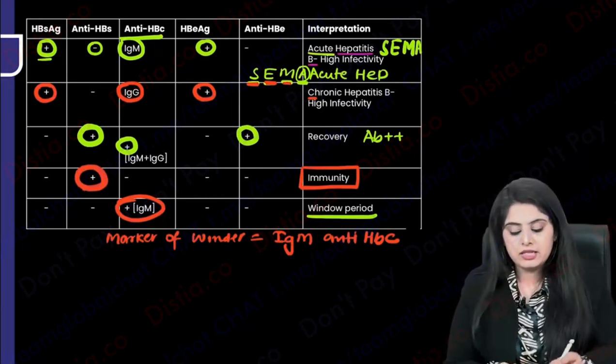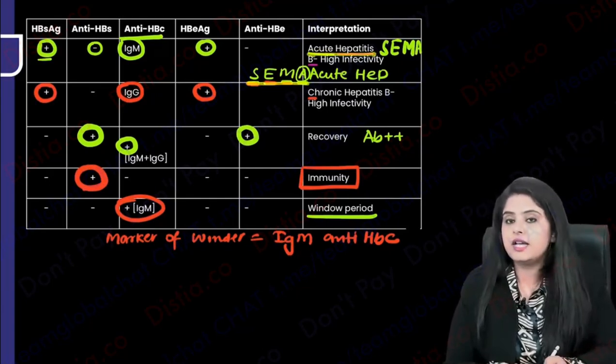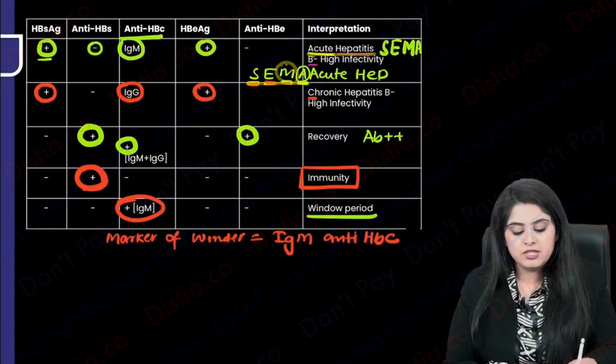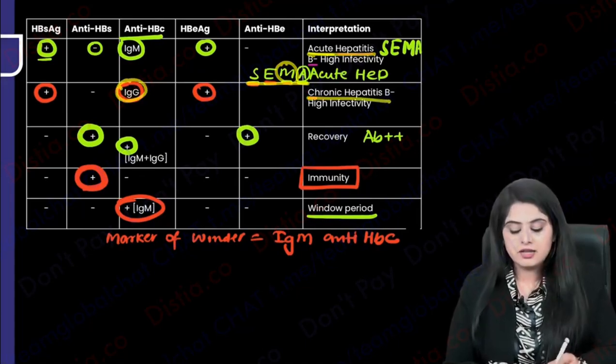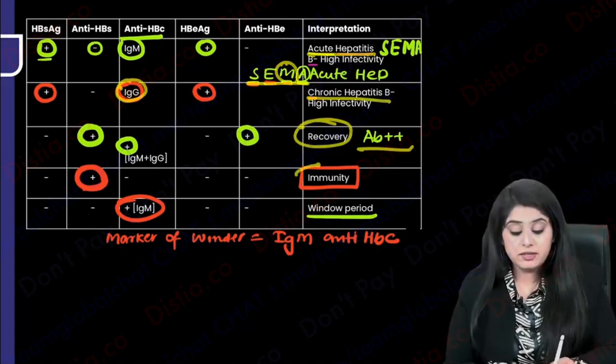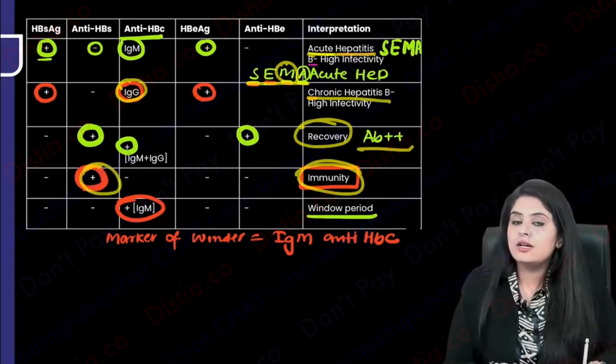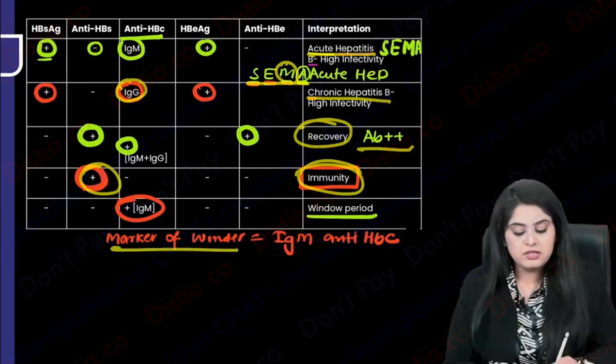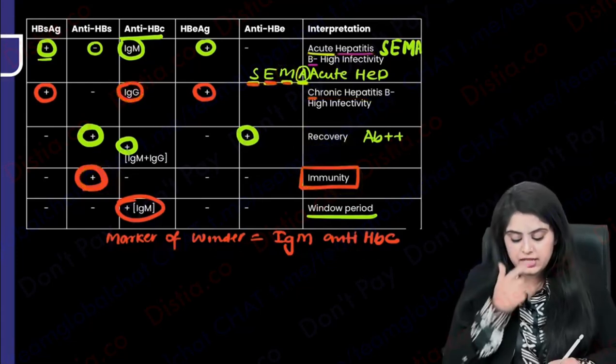So I'll do a very quick recap. IgM means acute hepatitis with high infectivity, M replaced by G means that is chronic hepatitis. Recovery means all antibodies, immunity means only anti-HBs, and window period is anti-HBc of the IgM type.